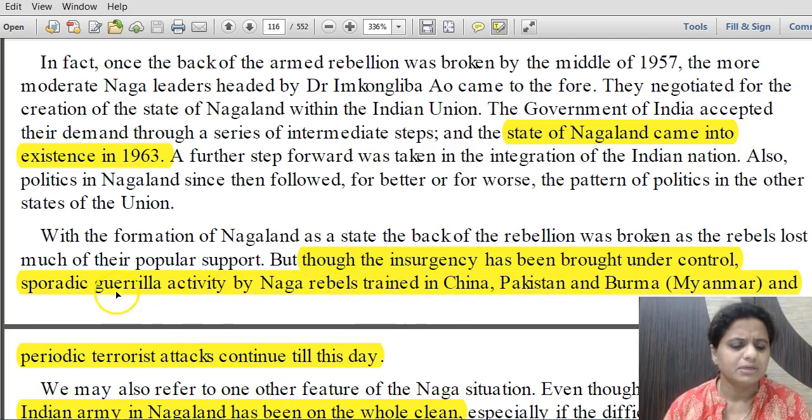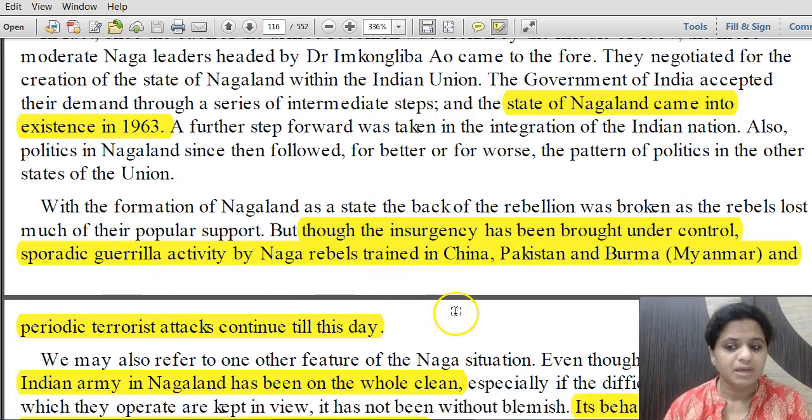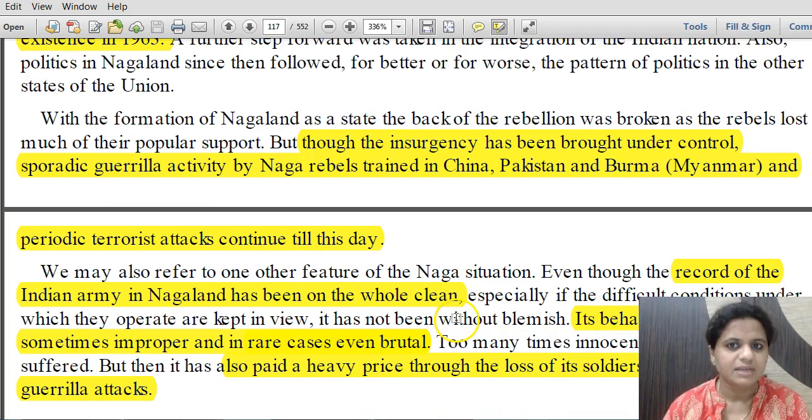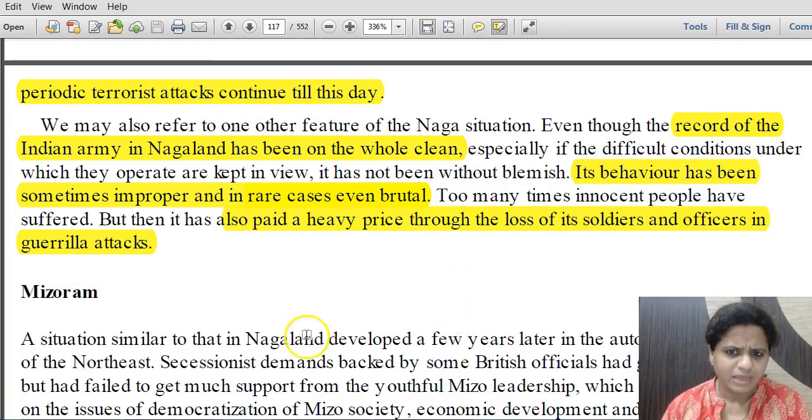But guerrilla activities by Naga rebels trained in China, Pakistan and Myanmar continued, and periodic terrorist attacks continue till today. The Naga issue has still not been resolved. We have seen that there have been agreements signed even with the present government, but the final conclusion has still not taken place.